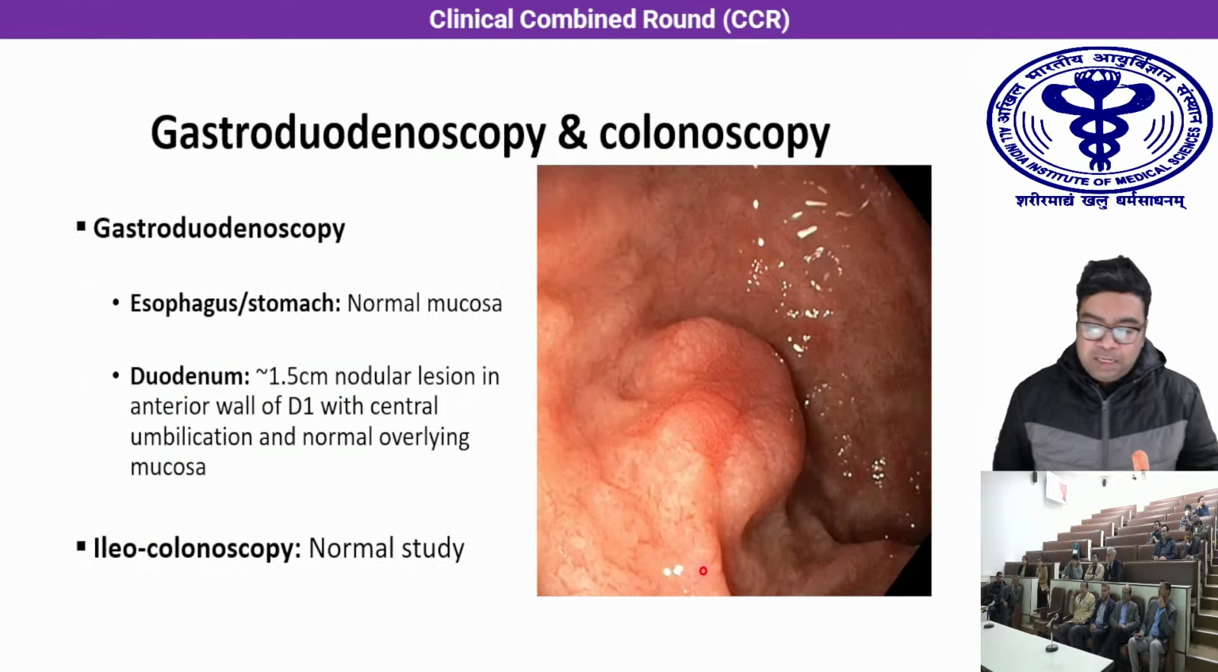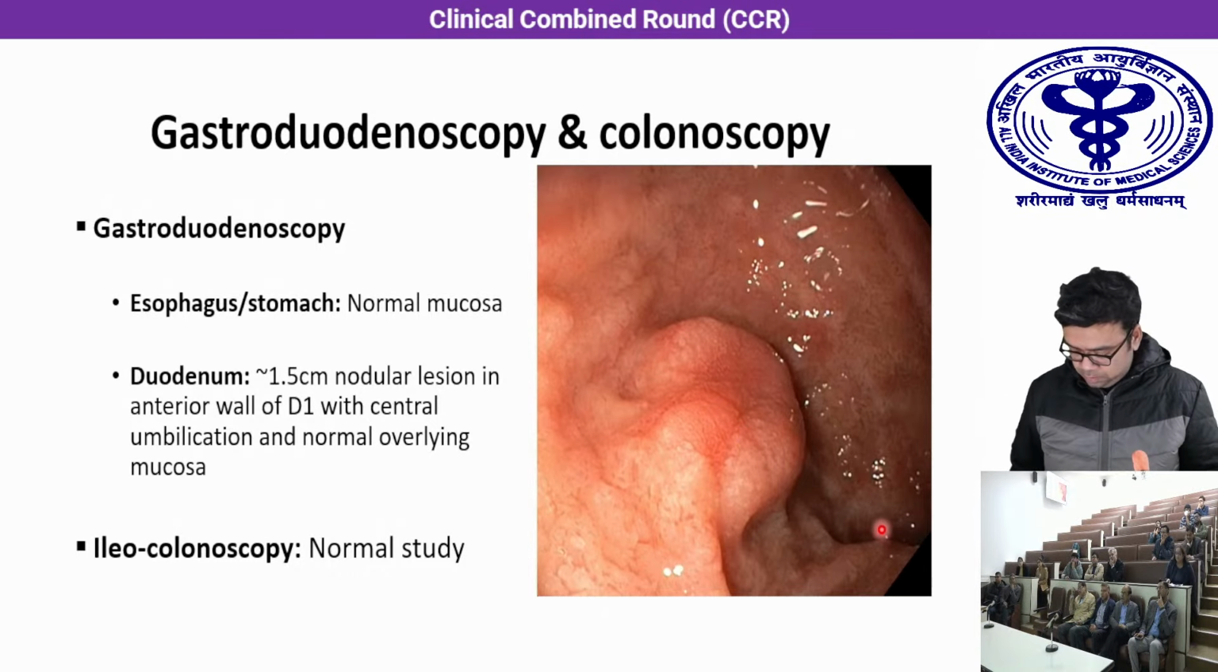So we went ahead with an upper GI endoscopy for this patient, and on endoscopy we found that this patient had a nodular lesion of around 1.5 centimeter involving the first part of the duodenum. This lesion had overlying central umbilication, and the overlying mucosa was, however, normal. We also subjected this patient to a colonoscopy, which was normal.